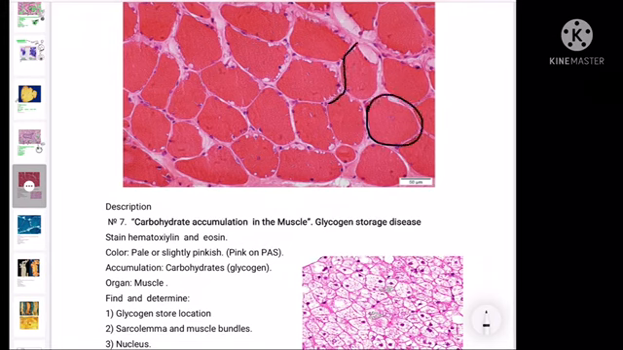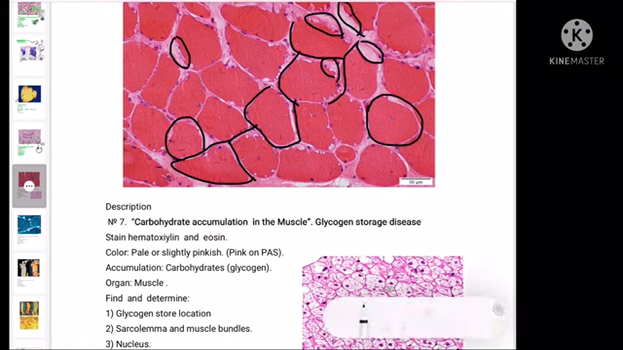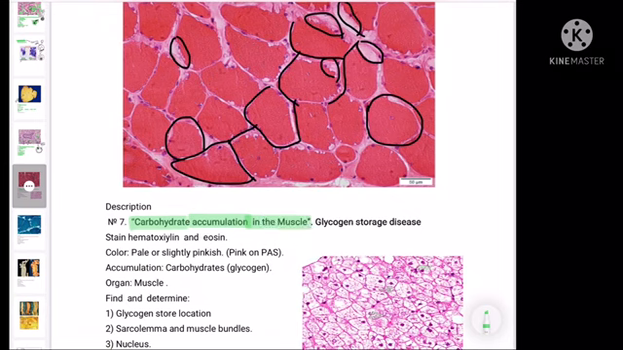and this is the sarcolemma. They are separating the bundle of muscle fibers. But just near the sarcolemma, we can see these are the droplets, or the accumulation of glycogen. So this is glycogen deposition in the skeletal muscles. What they are saying, these are the carbohydrate accumulation in the muscle. Glycogen is a carbohydrate seen in glycogen storage diseases.